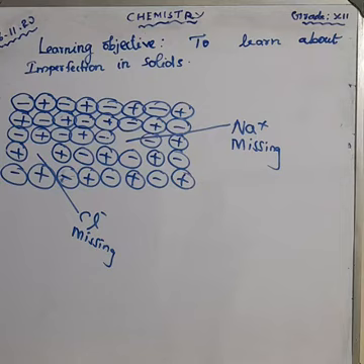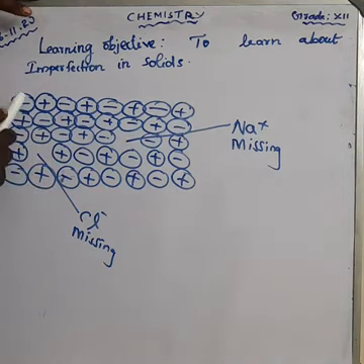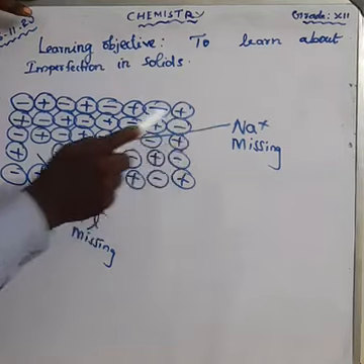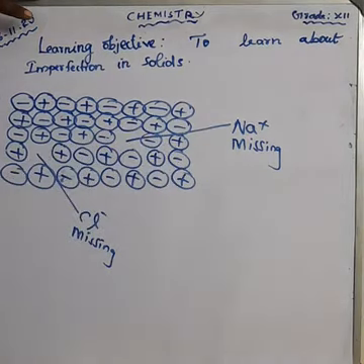Here, an equal number of cations and anions are missing from the crystal lattice. This effect does not change the stoichiometry of the crystal. This is a balanced form, because the number of positive ions is equal to the number of negative ions.